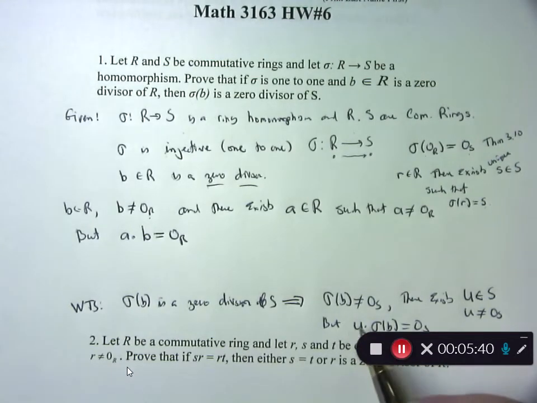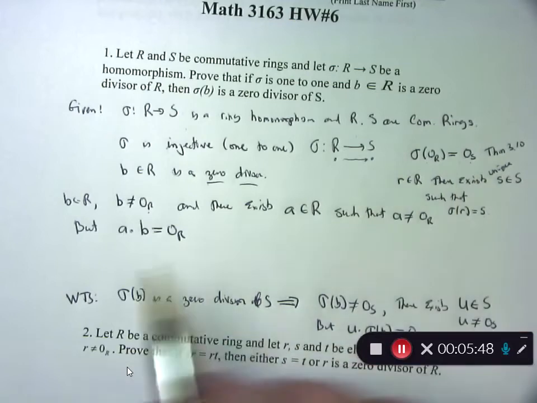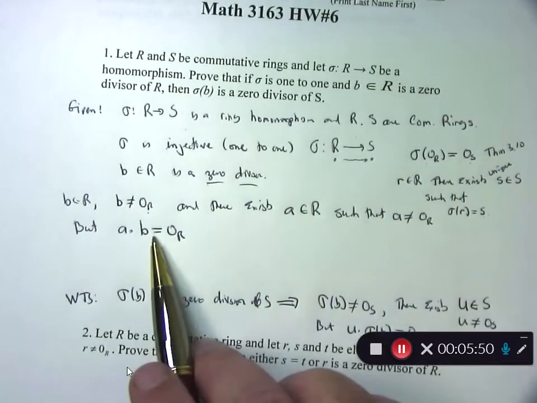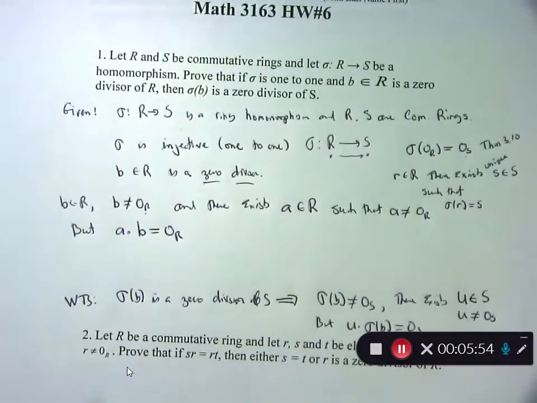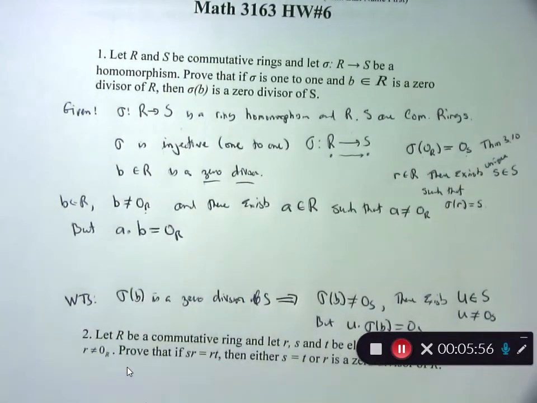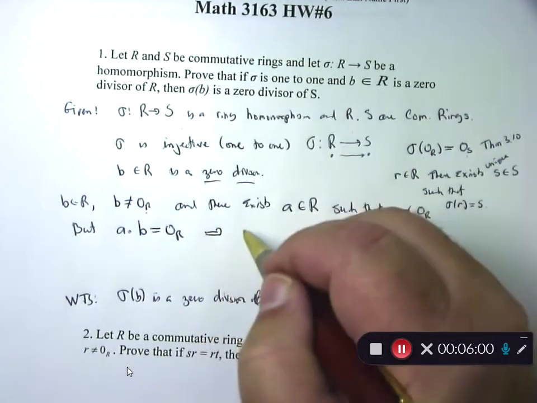Now I got to figure out who this u is actually going to be. Now, let's talk about all the things we got over here. We also have a mapping. So once I set up this situation here, again, you've got to write them up properly by stating all your givens. And so once I got a times b equals 0r, I would apply sigma to both sides.